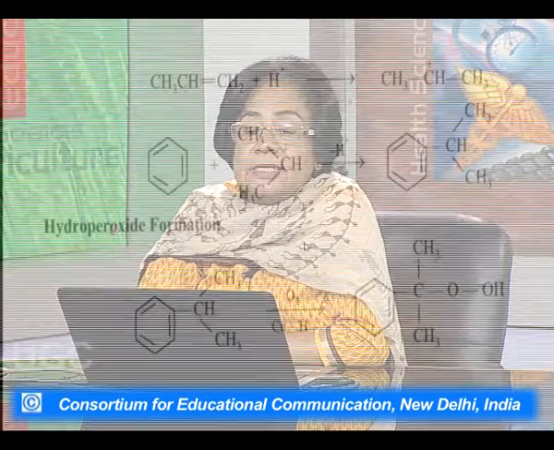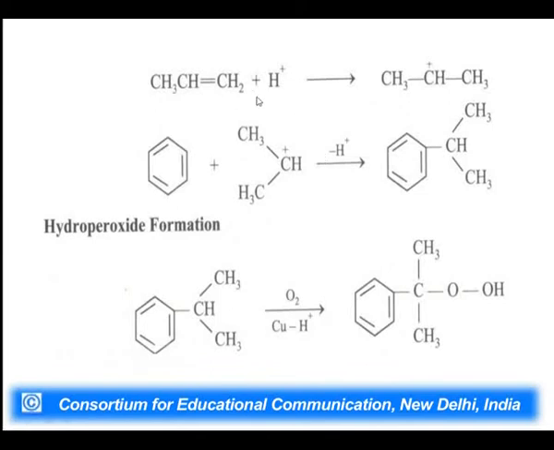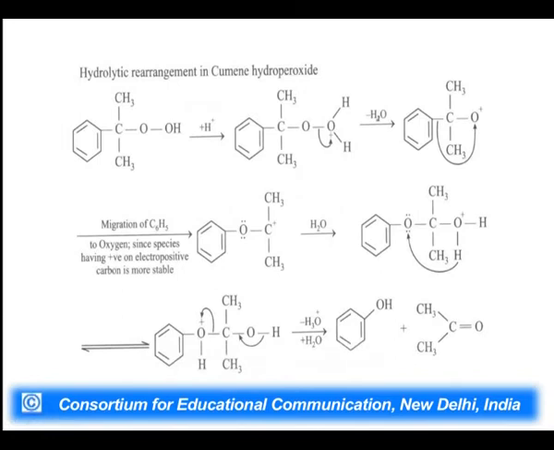So what happens in this reaction is that first propene undergoes reaction with H plus, that is, this is a Friedel-Crafts alkylation reaction. Propene reacts with H plus to give us a secondary carbocation. This secondary carbocation acts as an electrophile and reacts with benzene, resulting in formation of cumene. Now this cumene undergoes aerial oxidation to form cumene hydroperoxide. This cumene hydroperoxide reacts with H plus to form protonated cumene hydroperoxide.